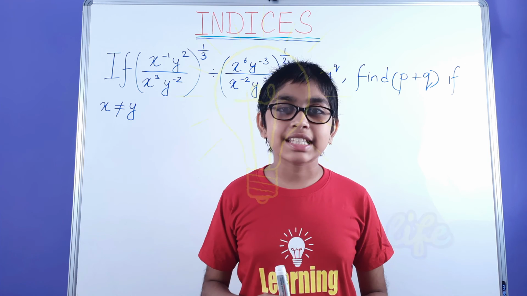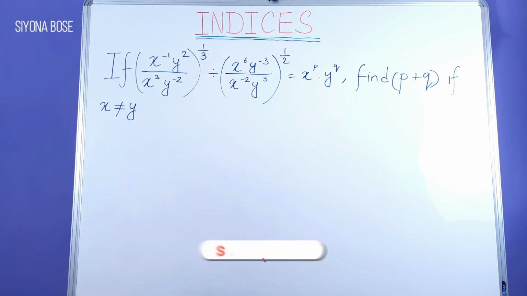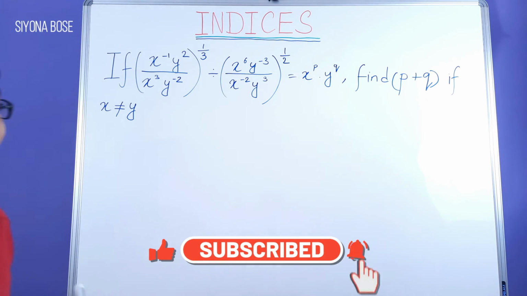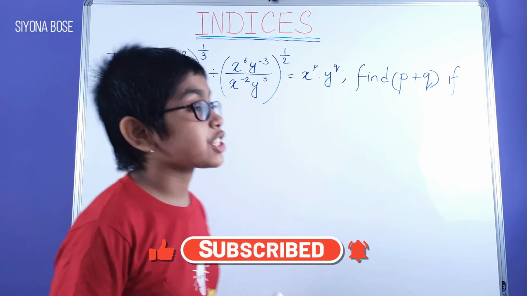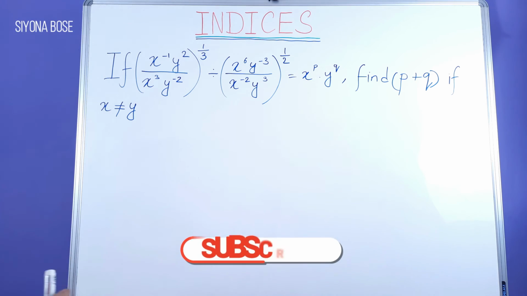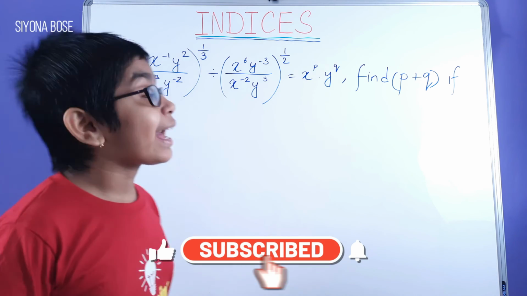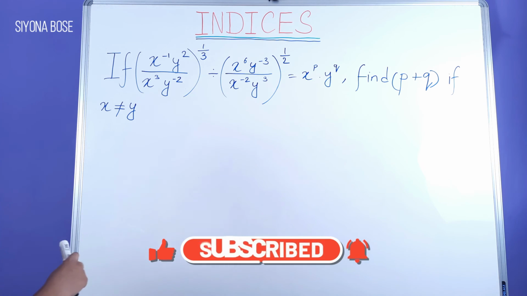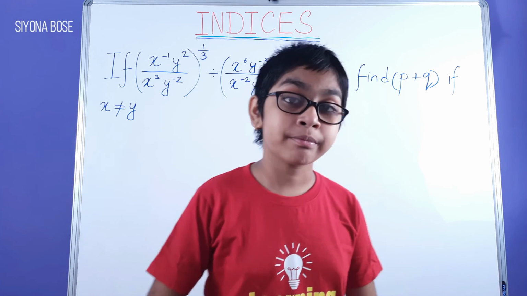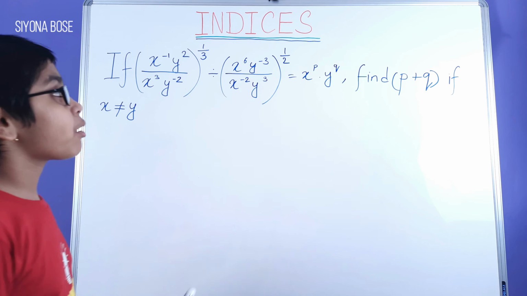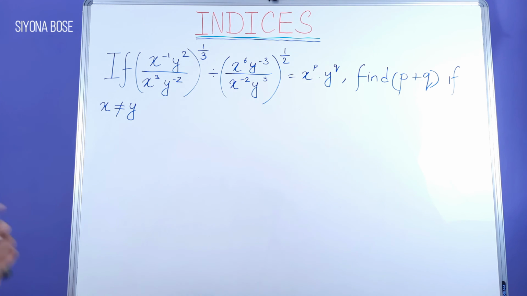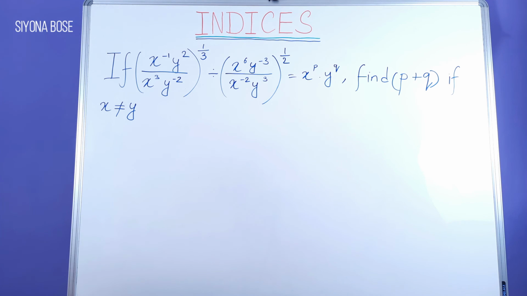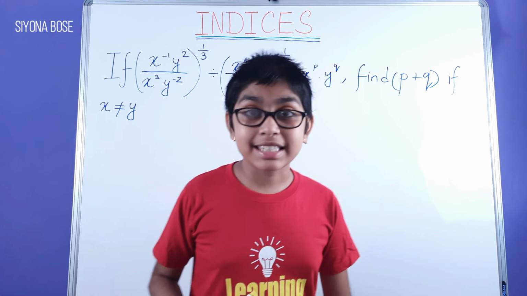Let's take a look at today's sum. If (x to the power minus 1 into y squared by x cubed into y to the power minus 2) whole to the power of 1 by 3, divided by (x to the power of 6 into y to the power minus 3 by x to the power minus 2 into y cubed) whole to the power of half, is equal to x to the power of p into y to the power of q. Find p plus q if x is unequal to y. So let's do this.